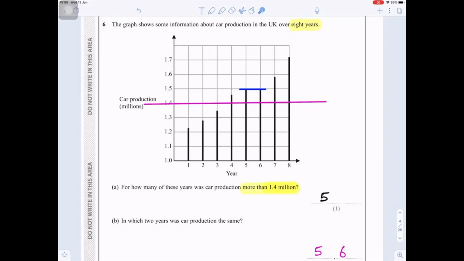Part B. In which 2 years was the car production the same? Very important, that word: the same. So if you go, you realize that the 2 years which are the same are year 5 and 6, because I've put that blue line there. I colored it red. The blue line points down there, it's year 5 and 6. So 5 and 6 are the two years where car production was the same.